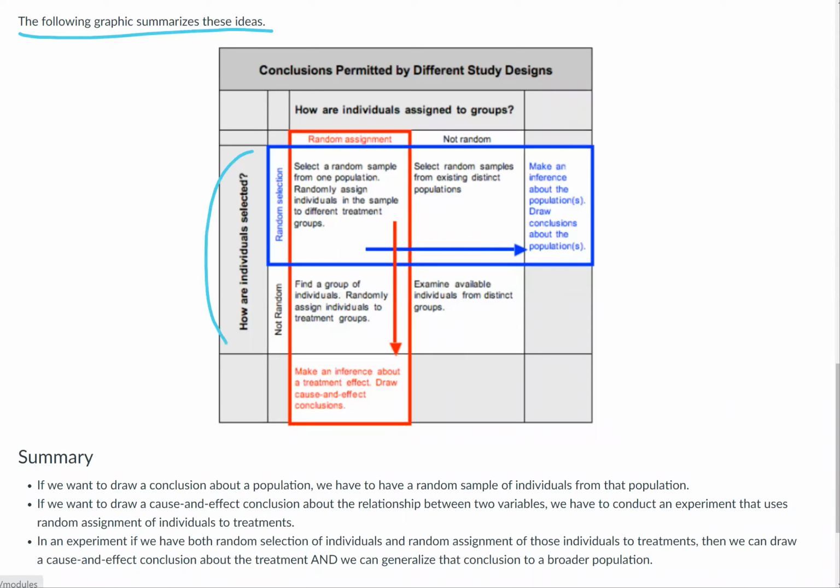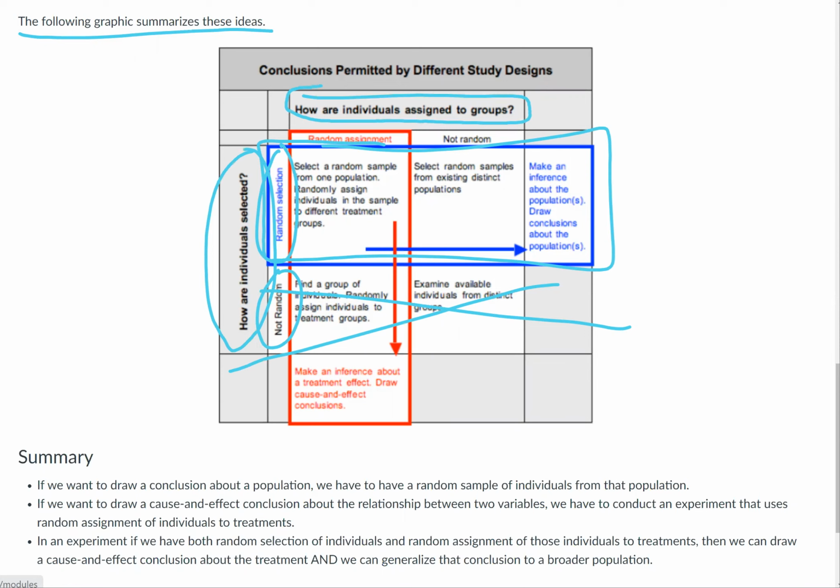Notice here, it says, how are individuals selected? Either random selection, that's the good one, or non-random. So anything in this row is no good. That's why it's red. But this blue row at the top could be good because it has random selection. Then you ask yourself, within that, how are individuals assigned to groups? If it's random assignment, then that could be good.